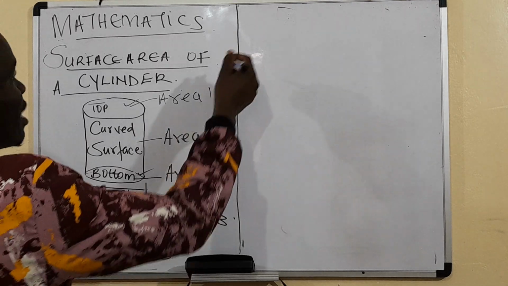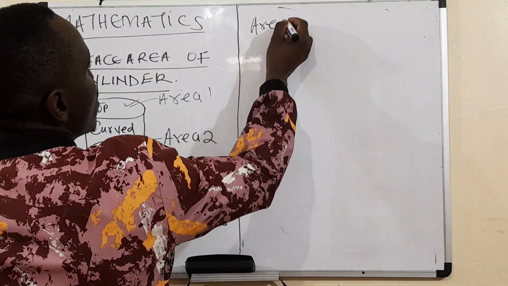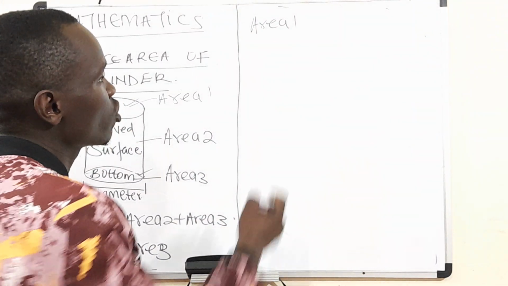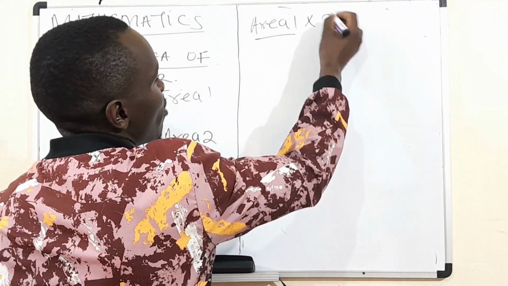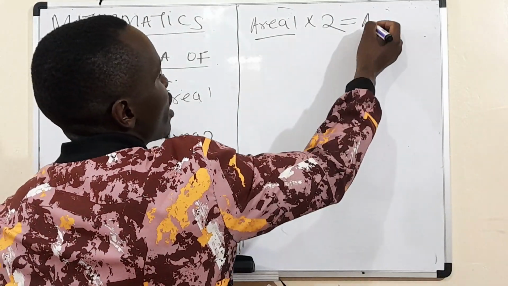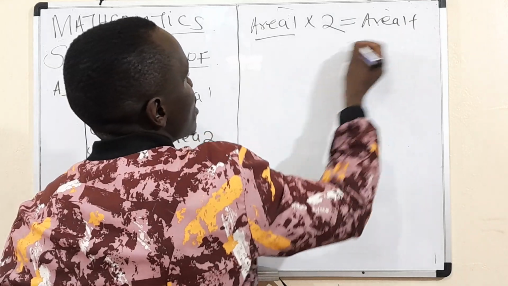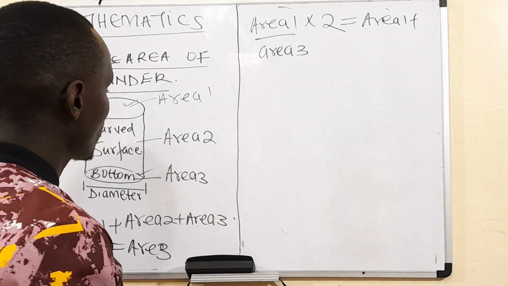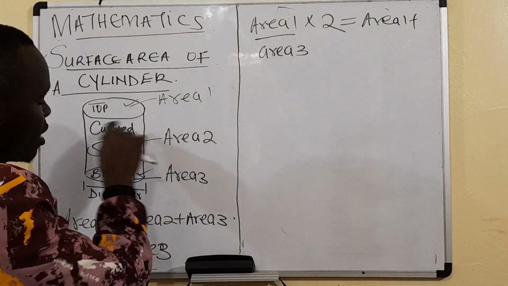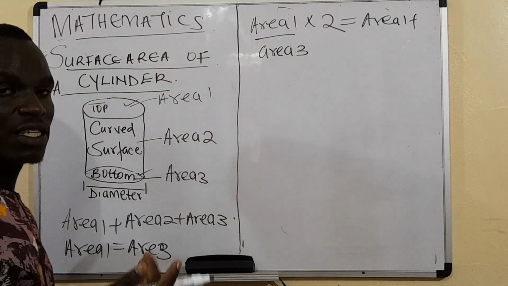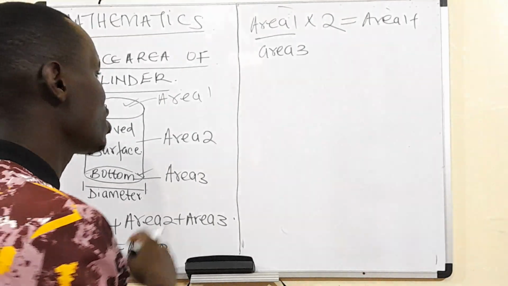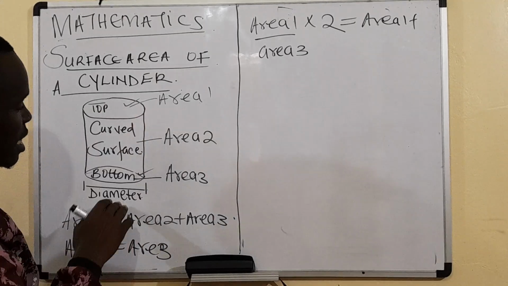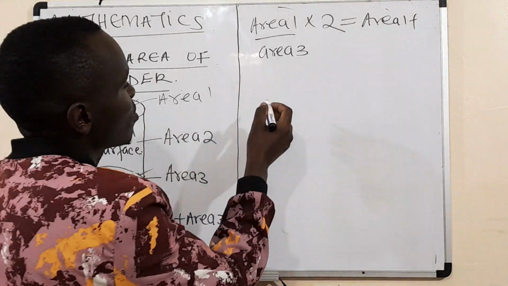So when you get area 1, you will not commit any mistake by multiplying area 1 by 2, which will give us the sum of area 1 plus area 3. So in short, when you get the area 1, you multiply by 2 in case the cylinder is closed. So in this case, area 1 is a circle and area 3 is also a circle. So we are going to have something like this.